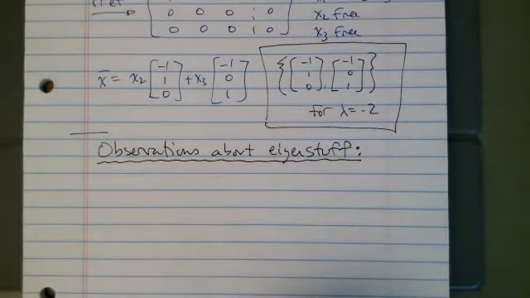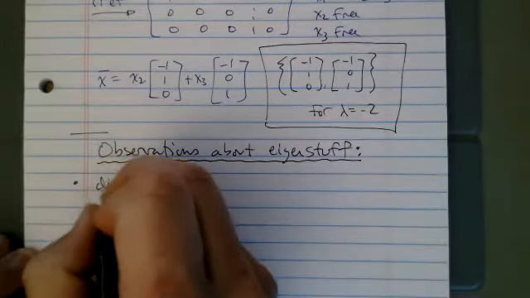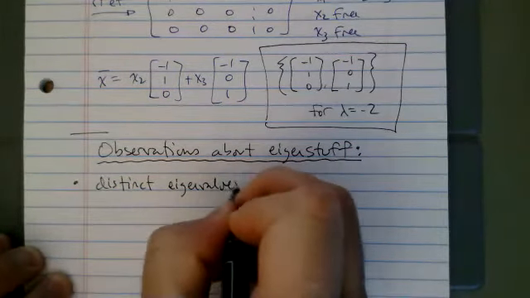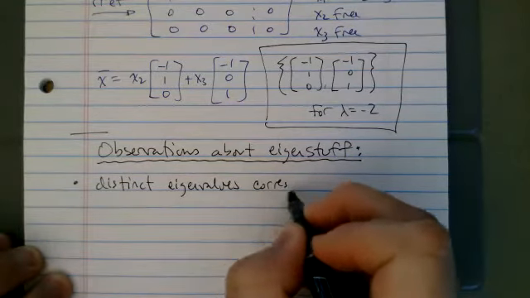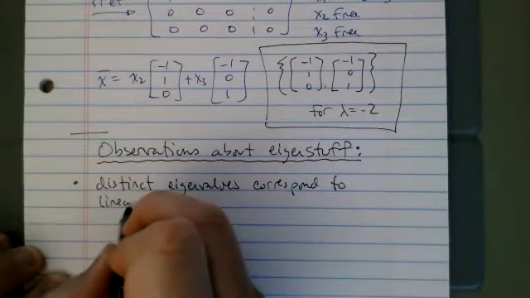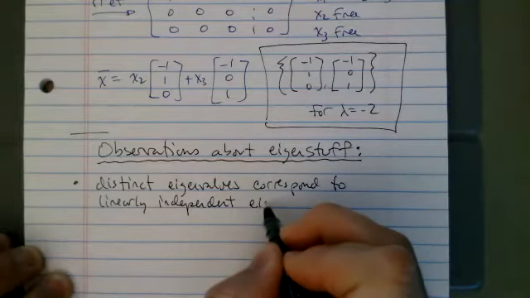Let's talk about some observations about eigenstuff. It's not really an observation. This is actually summarized in a theorem, but here's the big one. Distinct eigenvalues correspond to linearly independent eigenvectors.